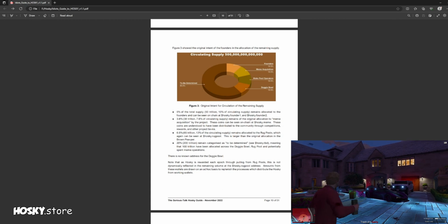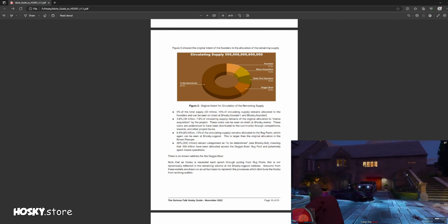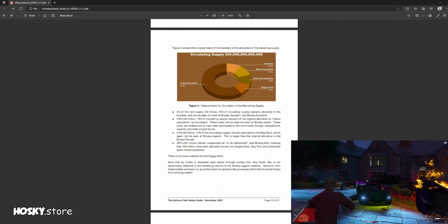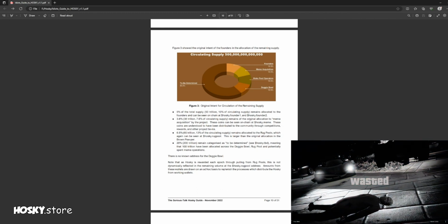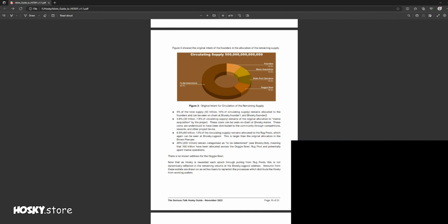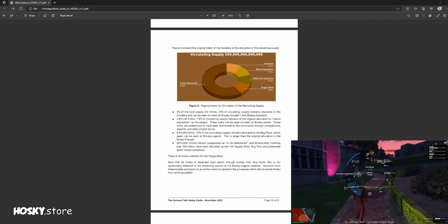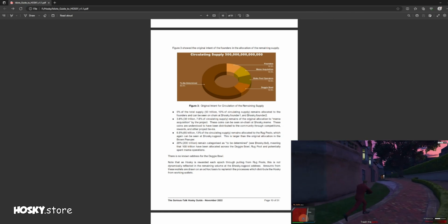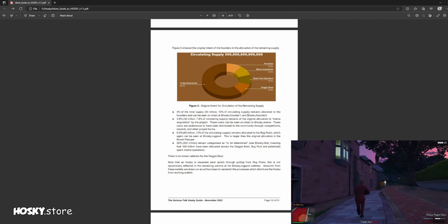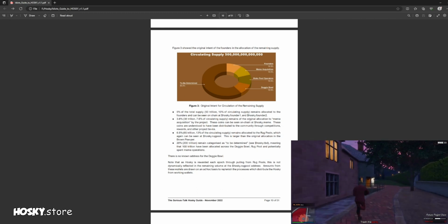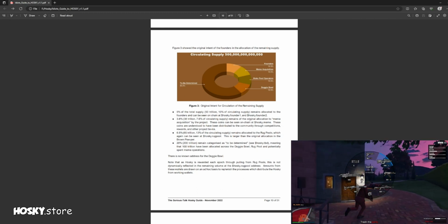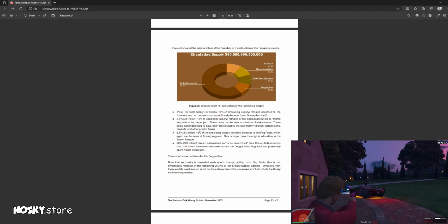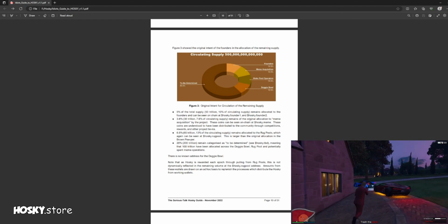6.5%, or 65 trillion, 13% of the circulating supply, remains allocated to the rug pools, which again can be seen at $Hosky.rugpool. This is larger than the original allocation in the brown paper. 20%, or 200 trillion, remain categorized as to be determined. See $Hosky.tbd, meaning that 100 trillion have been allocated across the doggy bowl, rug pool, and potentially spent meme operations.